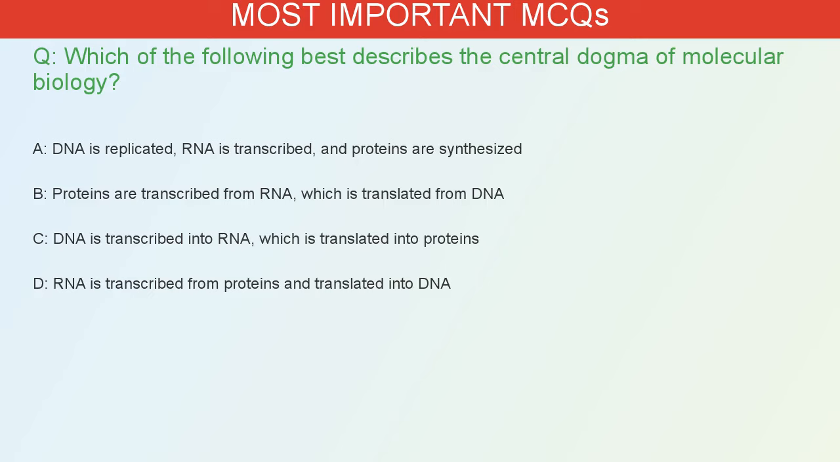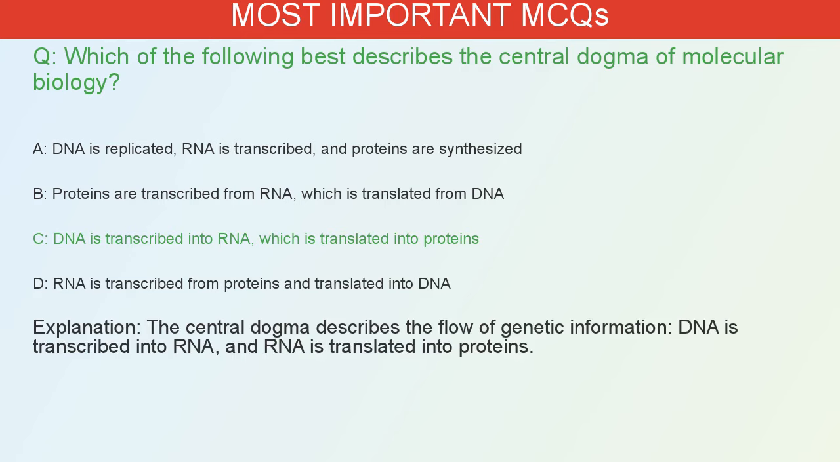Which of the following best describes the central dogma of molecular biology? A. DNA is replicated, RNA is transcribed, and proteins are synthesized. B. Proteins are transcribed from RNA, which is translated from DNA. C. DNA is transcribed into RNA, which is translated into proteins. D. RNA is transcribed from proteins and translated into DNA. The correct answer is C. The central dogma describes the flow of genetic information. DNA is transcribed into RNA, and RNA is translated into proteins.